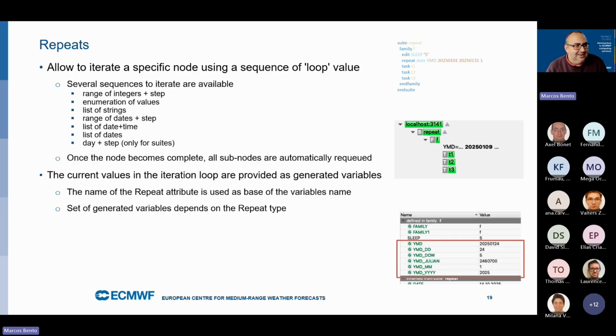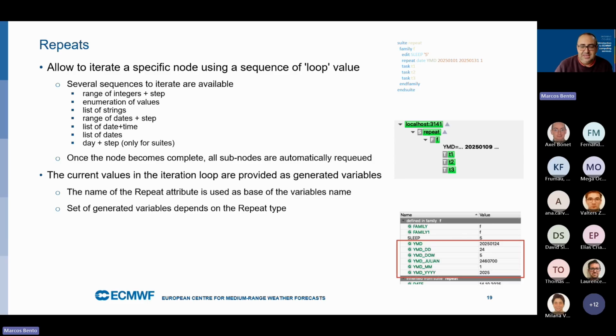So repeats basically allow you to iterate over a sequence of values. And there are multiple sequences that you can define. Basically, a range of integers. You specify the first, the last, and the step that you want to go through. You can just enumerate the values that you want, and the values may not be numerical values. They can be a list of strings, for example, a list of colors if you want.